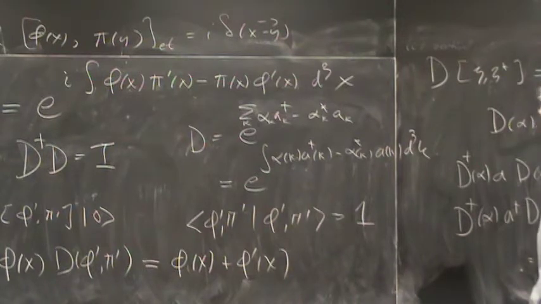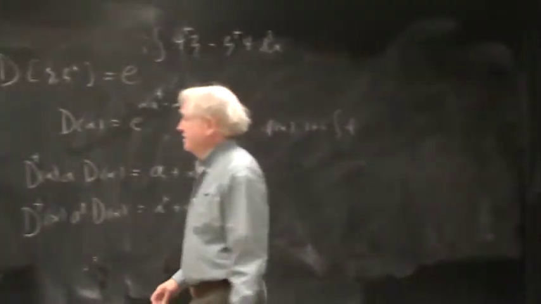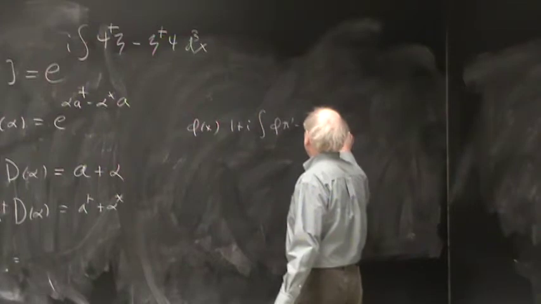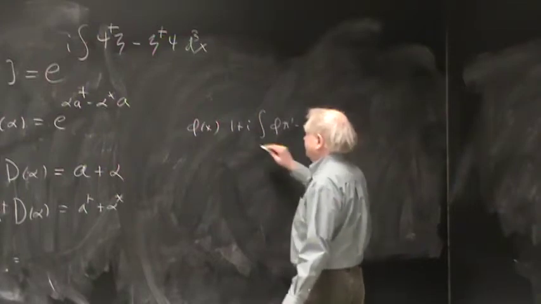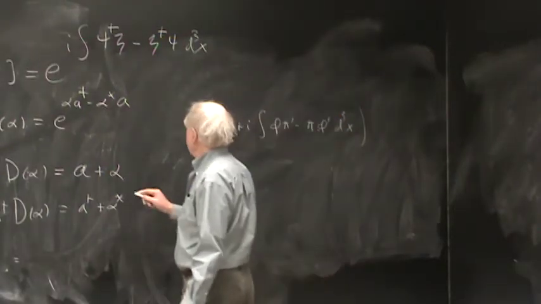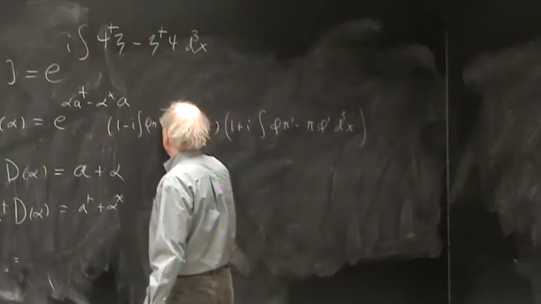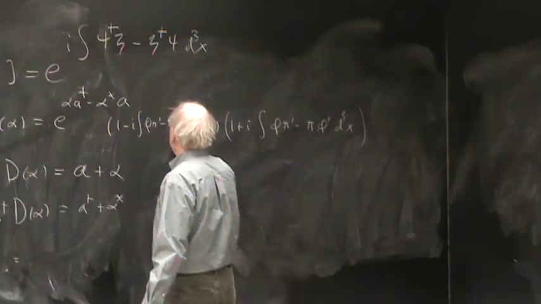Let's look at it infinitesimally. It would be phi of x times one plus i integral of phi prime pi minus pi prime phi d cubed x. And then on the other side, one minus i integral of the same.